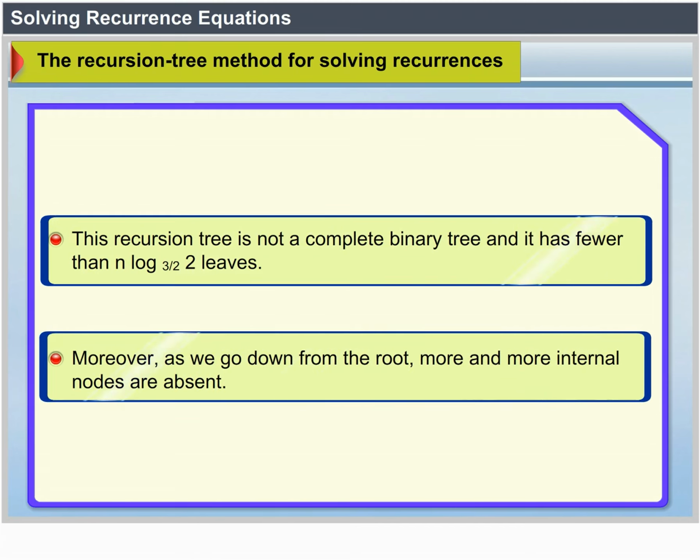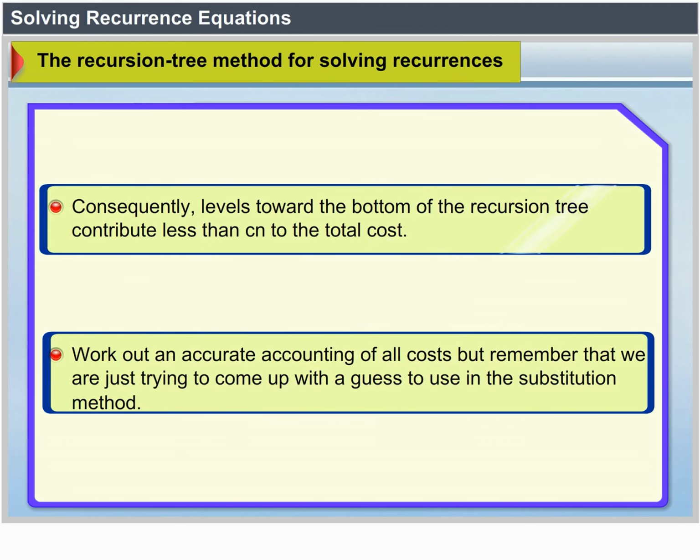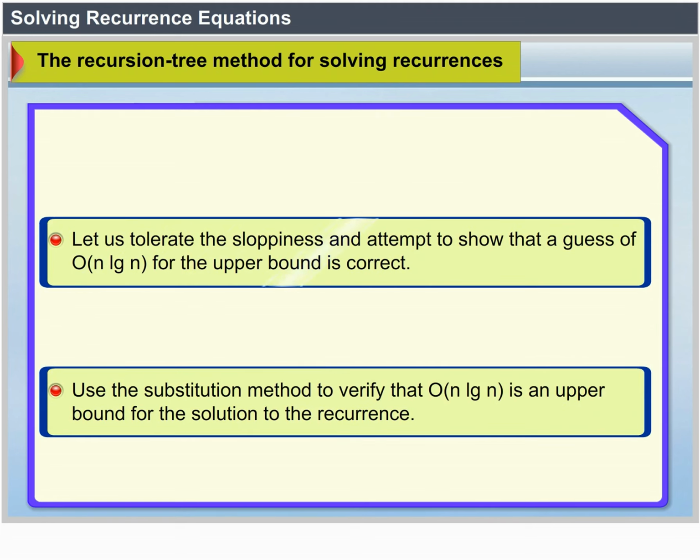Consequently, levels toward the bottom of the recursion tree contribute less than cn to the total cost. We could work out an accurate accounting of all costs, but remember that we are just trying to come up with a guess to use in the substitution method. Let us tolerate the sloppiness and attempt to show that a guess of big O of n log n for the upper bound is correct. Use the substitution method to verify that big O of n log n is an upper bound for the solution to the recurrence.